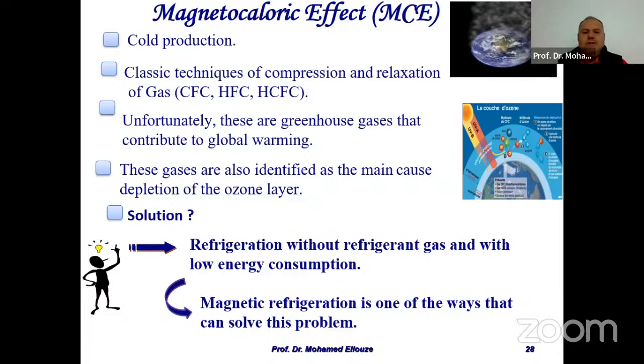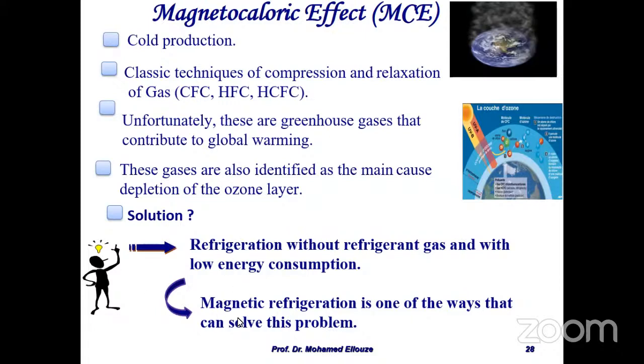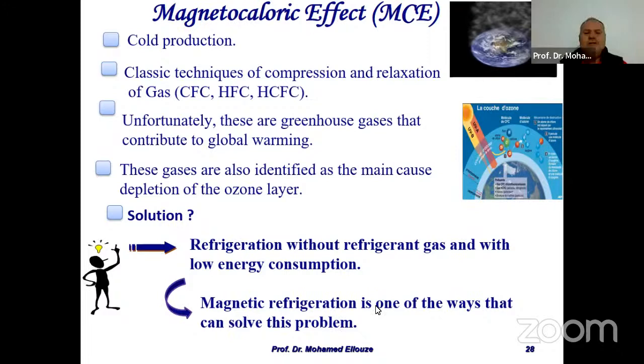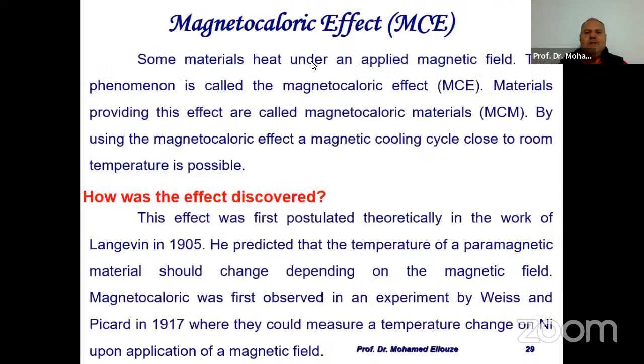Okay. So the solution is that magnetic refrigeration is one of the ways that can solve this problem. What is the magnetocaloric effect? Some materials heat up under an applied magnetic field. This phenomenon is called the magnetocaloric effect. Materials providing this effect are called magnetocaloric materials. By using the magnetocaloric effect, a magnetic cooling cycle close to room temperature is possible.